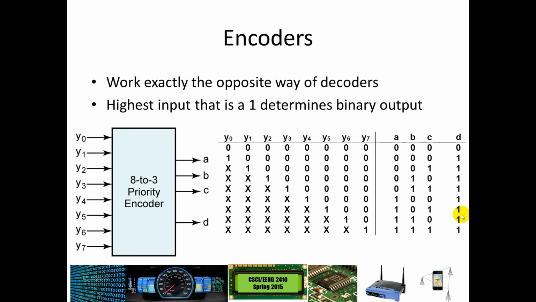And over here, this D is just used to indicate that you do have some data. The only way that it goes to 0 is if you don't have a 1 on any of the input lines, Y0 through Y7. Otherwise, you're going to get a 1 on D when you have any of those inputs activated.